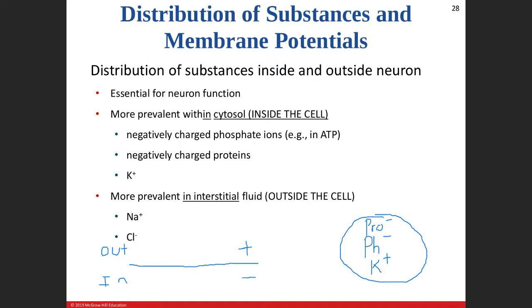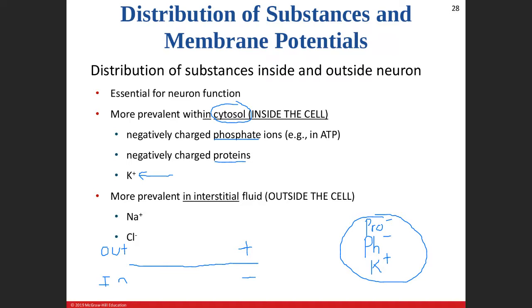So we're talking about the inside, we're talking about the cytosol, what's in that cell. The majority of the negative charge for the inside of the cell comes from the phosphate ions and the proteins. Even though potassium is a cation, it's positively charged, it's outnumbered. So when we add everything up, the inside of the cell is still going to be negatively charged.